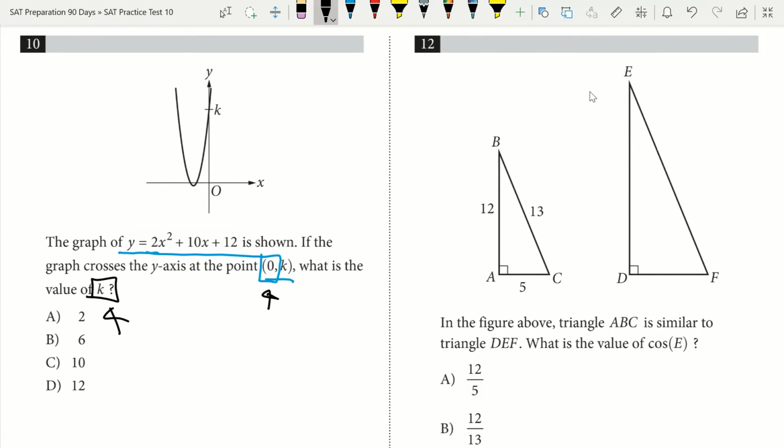Once again, make sure you're paying attention to what you're asked to answer with at the end, because if it was the value of 3k, you'd have to multiply k by 3. In this case, it's just the value of k.